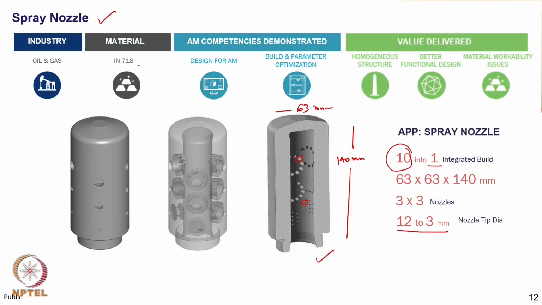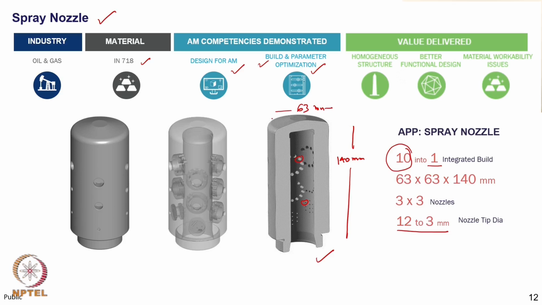The alloy that is used to make this component is Inconel 718, which is nickel based superalloy. This component demonstrates how we can design specifically for additive manufacturing. Also, how the build process can be optimized and the additive manufacturing process can be optimized to achieve the required property. In this case, we have several value additions.